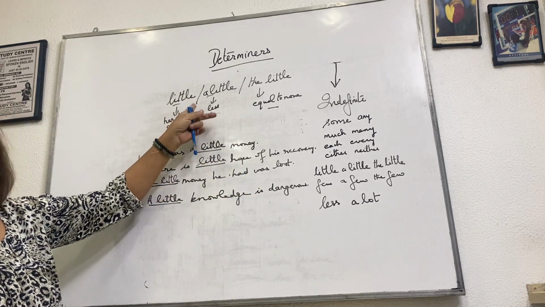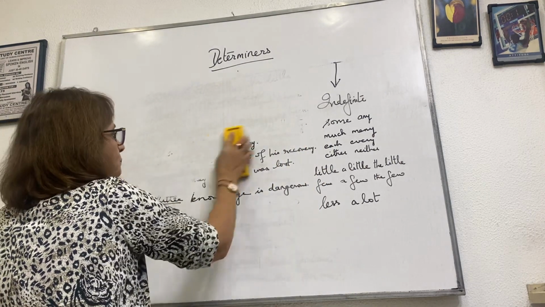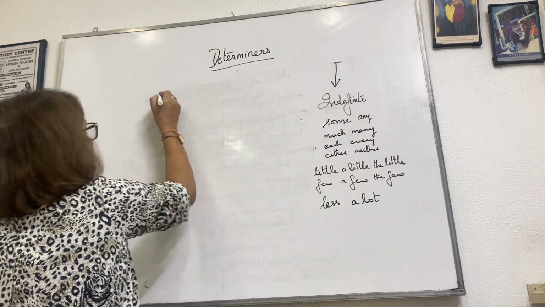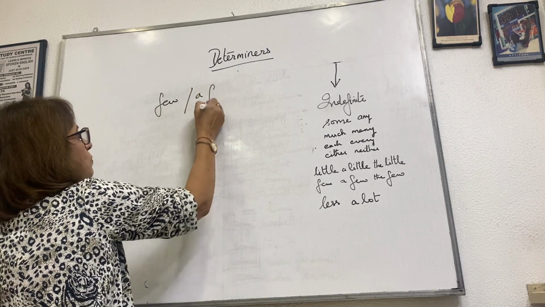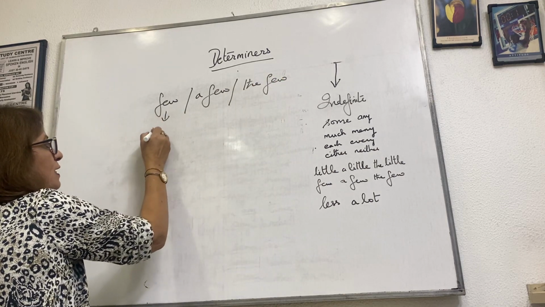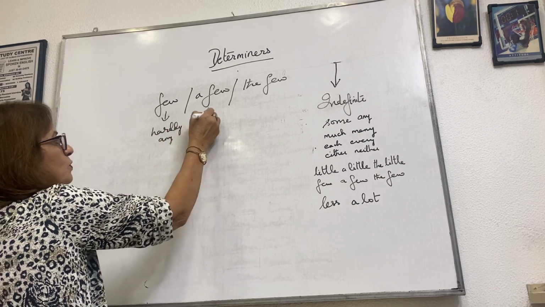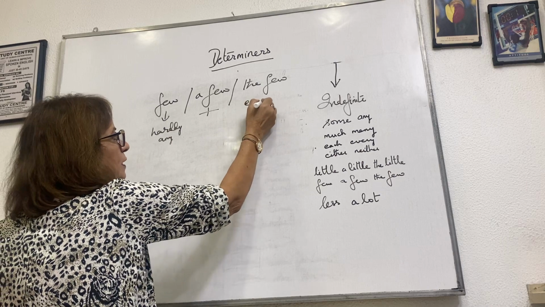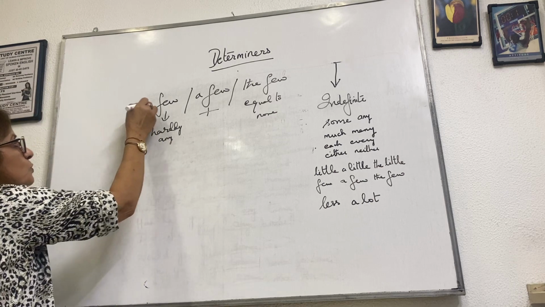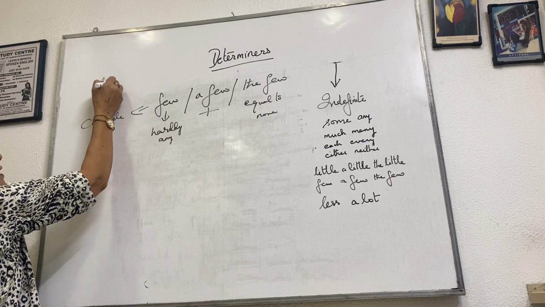Okay, so students, I just told you about little, a little, and the little. Let's come to the final one: few. In the same way, here we have few, a few, and the few. Few is again hardly any. A few is positive, and the few is equal to none. Few we always use with countables, and little we use with uncountables.